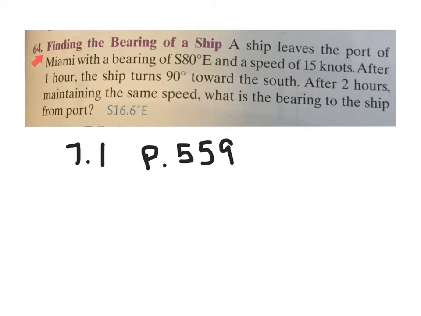Let's look at problem 64 on page 559, section 7.1. We have a ship leaving the port of Miami with a bearing of south 80 degrees east and a speed of 15 knots. After 1 hour, the ship turns 90 degrees towards the south, and then after 2 hours maintaining the same speed, we're supposed to figure out the bearing to the ship from the port.